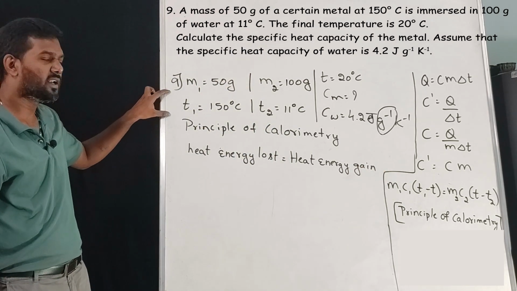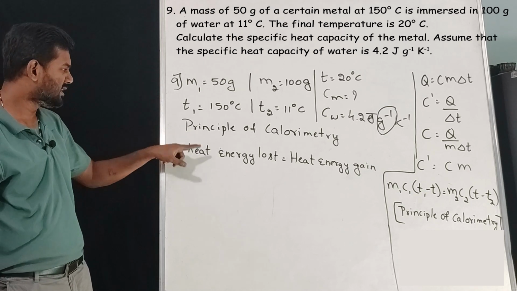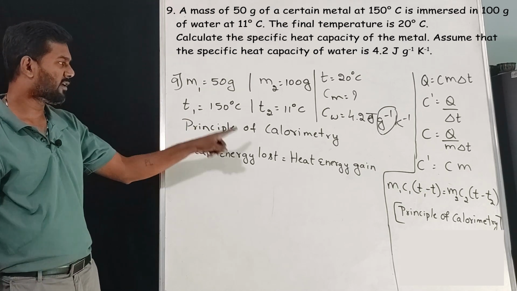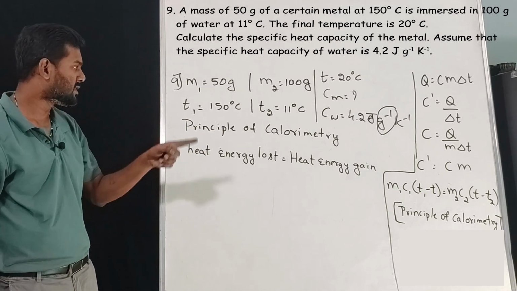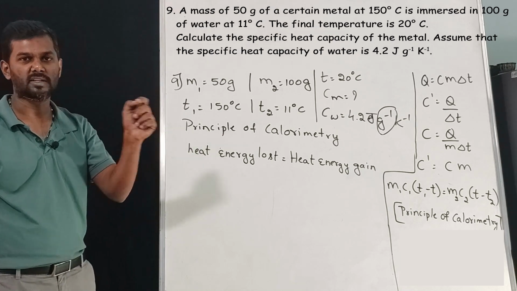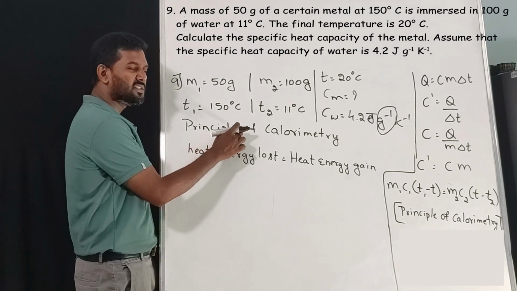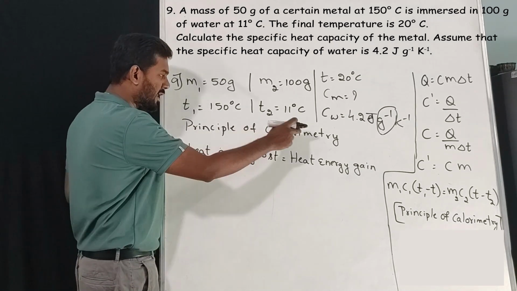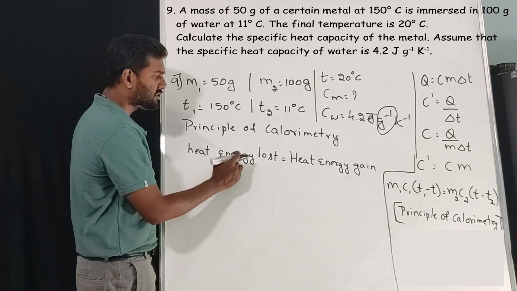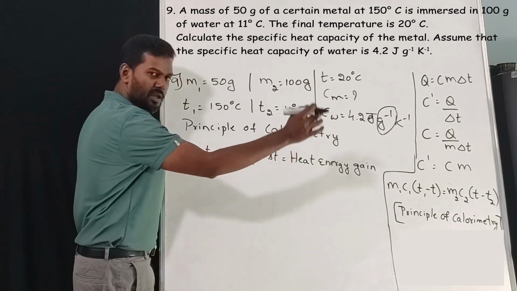See, this given data is for our reference and these two are compulsory. Principle of calorimetry, or else you can write it as principle of method of mixtures. Okay, both are the same. This is easy to remember. So the principle of calorimetry is nothing but heat energy lost is equal to heat energy gain.